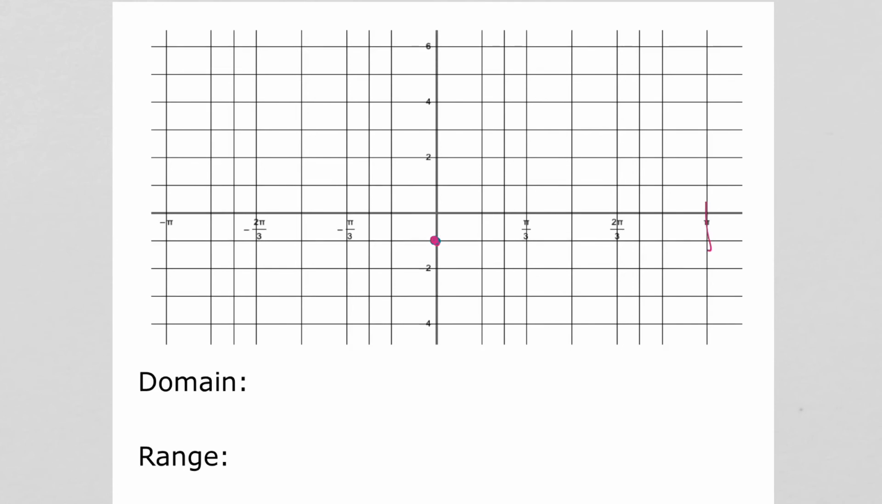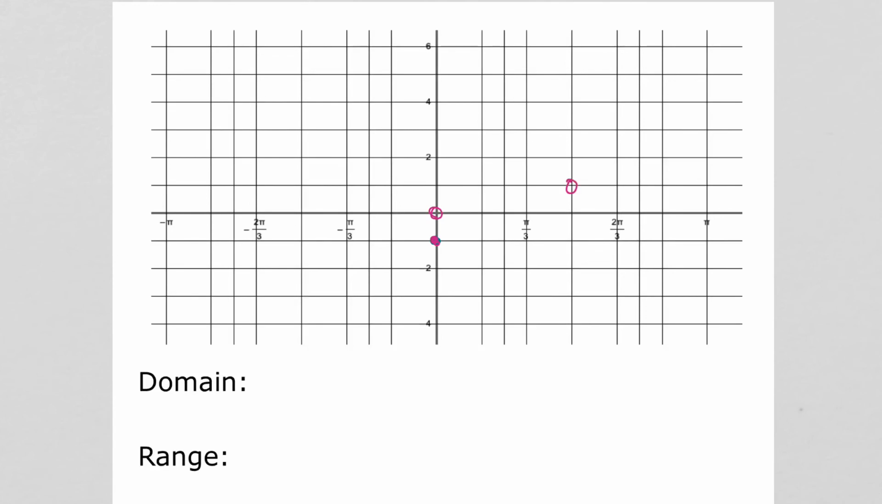So let's see. Here's pi, so halfway between is pi over 2. And with sine, if we were graphing normal sine, it would be here.